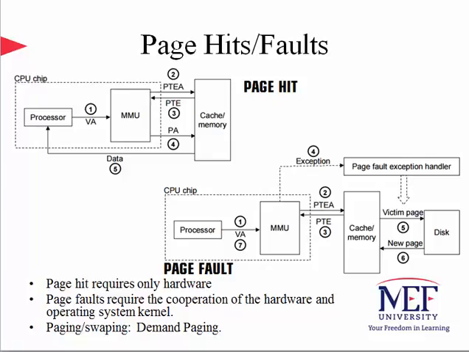The CPU resends the offending virtual address to the MMU. Because the virtual page is now cached in physical memory, there is a hit, so we return to our first case, the page hit case. The activity of transferring pages between disk and memory is called swapping or paging. The strategy of waiting until a miss occurs is known as demand paging, and is widely used in all modern computer systems.